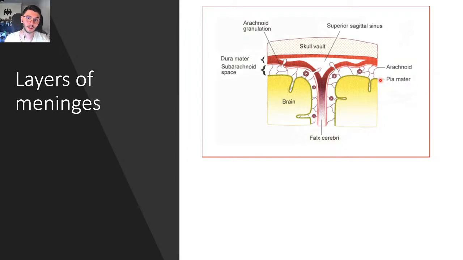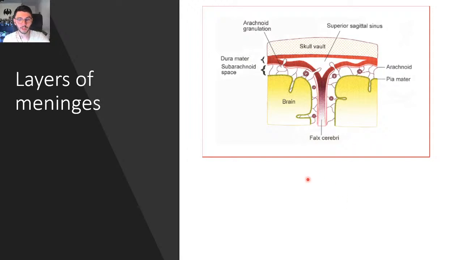Now the subarachnoid space is a real space, not a potential space, which means it has CSF in there. It also contains many blood vessels, as can be seen here, which supply the brain. So this could be cerebral arteries and cerebral veins.